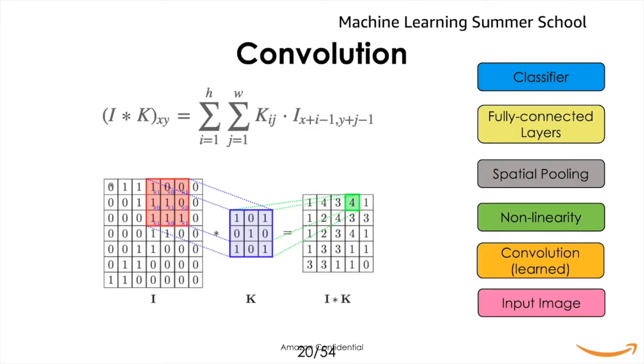You're going to slide the filter by 1 pixel each in the horizontal direction first, take a dot product, which will give you 4, and slide it again, take the dot product, which will give you 3. Once you reach the end of the horizontal strides, you come down by 1 pixel, and again take a dot product to get 1, and then 2, and so on.